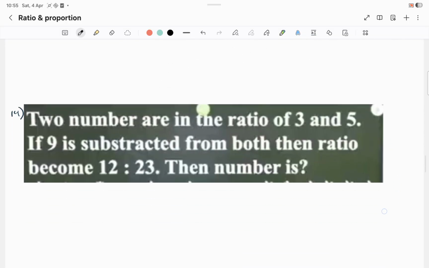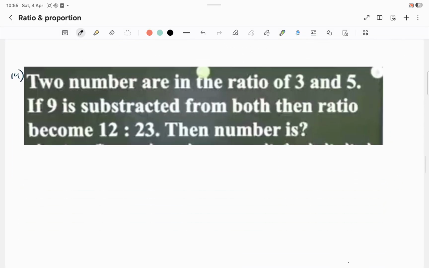Next question. 2 numbers are in the ratio 3 is to 5. If 9 is subtracted from both, then ratio becomes 12 is to 23. But this is like ages question. Suppose 2 people ages are in the ratio 3 is to 5. If 9 years before their ratio is 12 is to 23, such type of question it is. Then what to do? If 9 is subtracted, minus 9 they are saying, what to do?